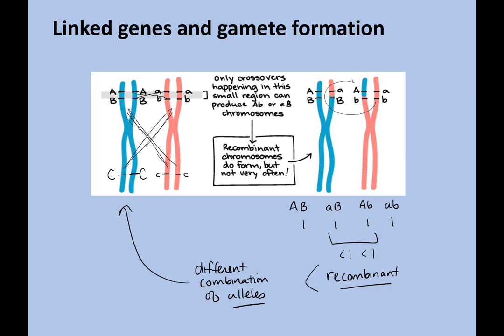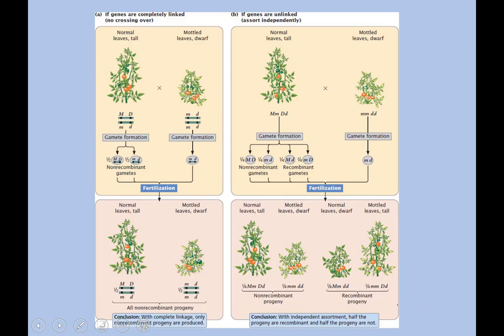So let's look a little bit at what that means. This is a figure from your text, and it's showing that if genes were completely linked and could not have any crossing over, you would get no new combinations of allele pairs. You would never get big M, little d, or little m, big D. All the chromosome combinations would look just like the parents. Most genes can assort independently to some degree.